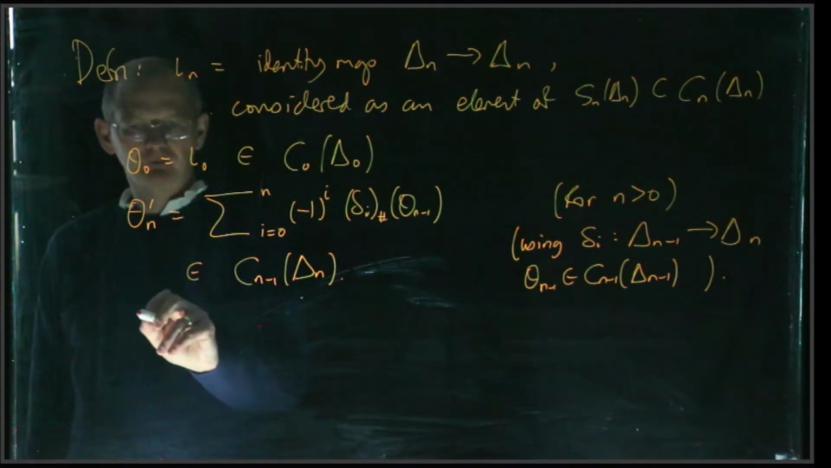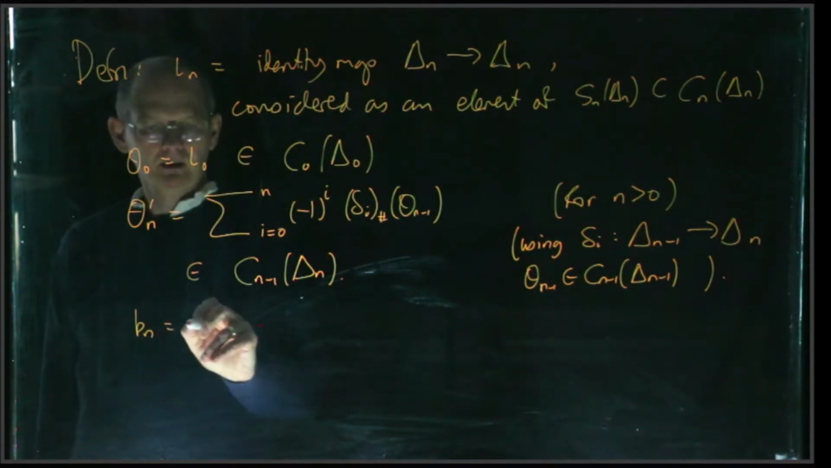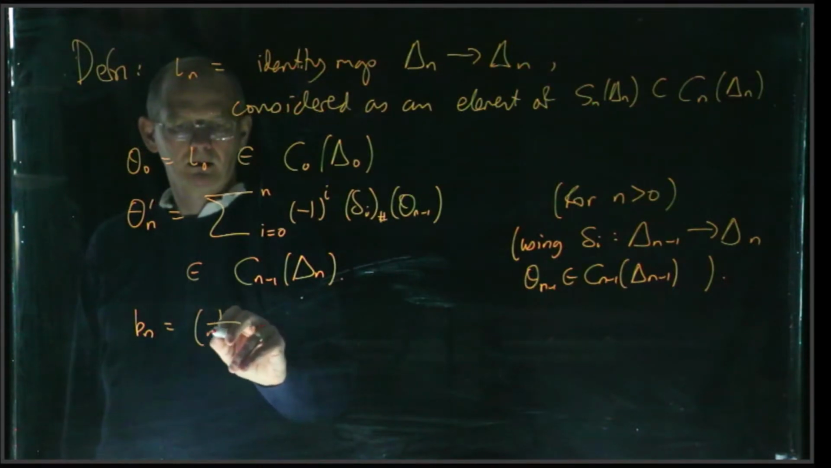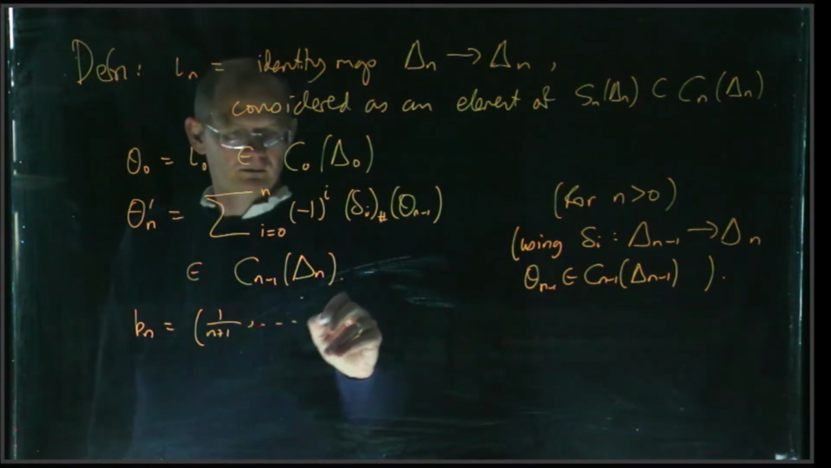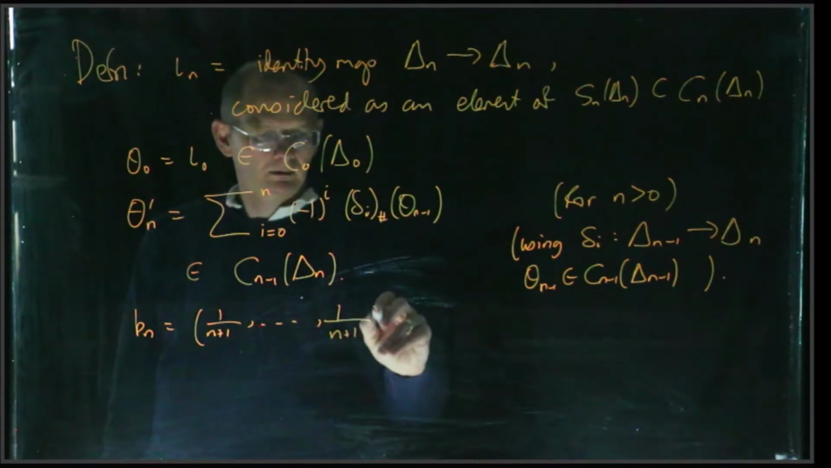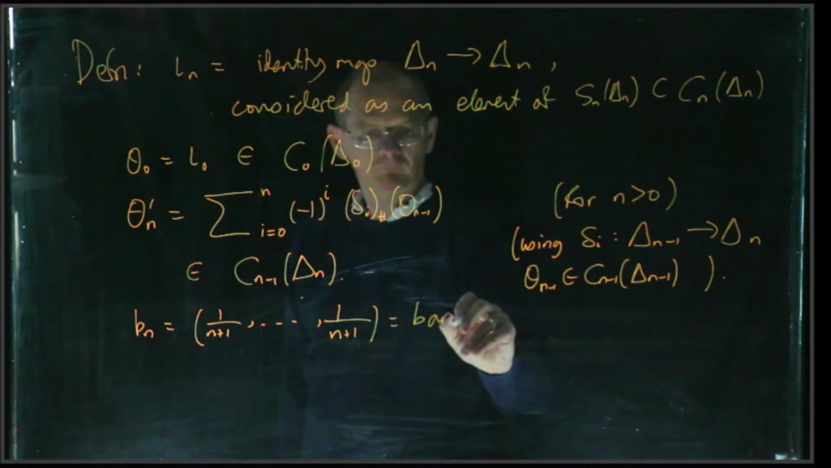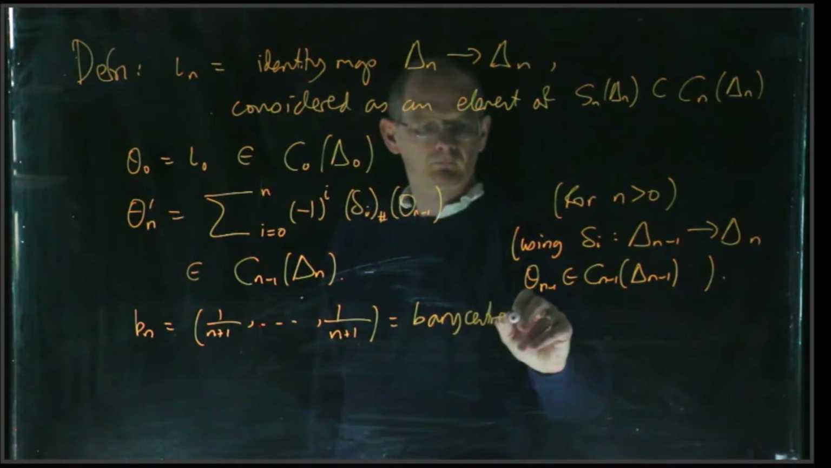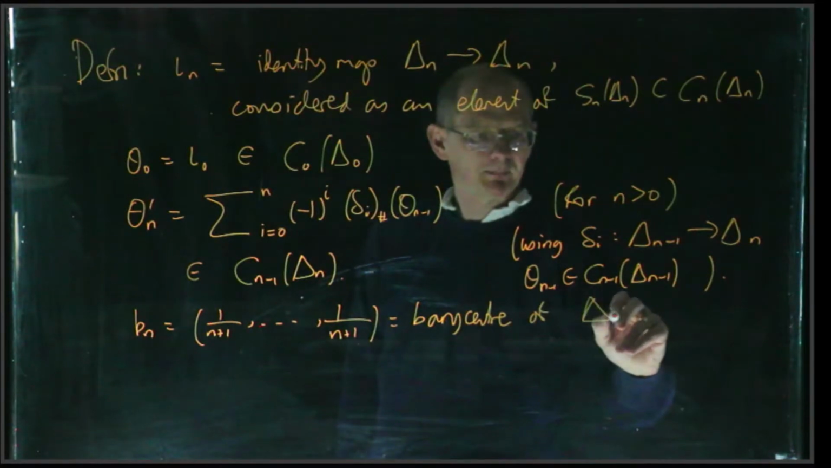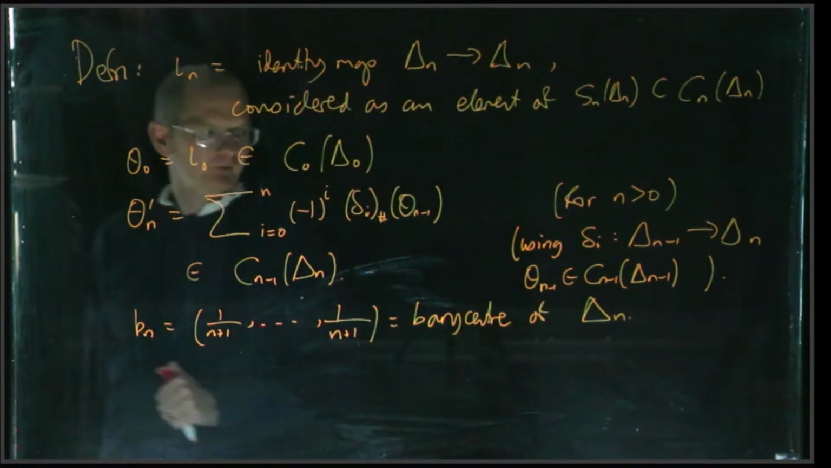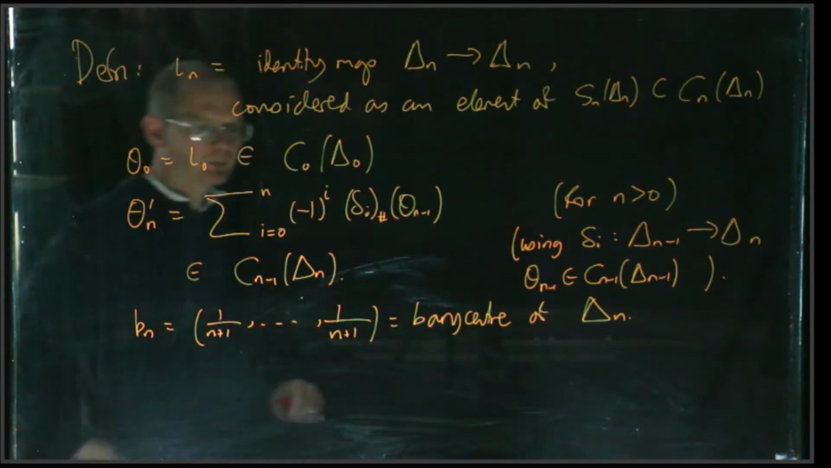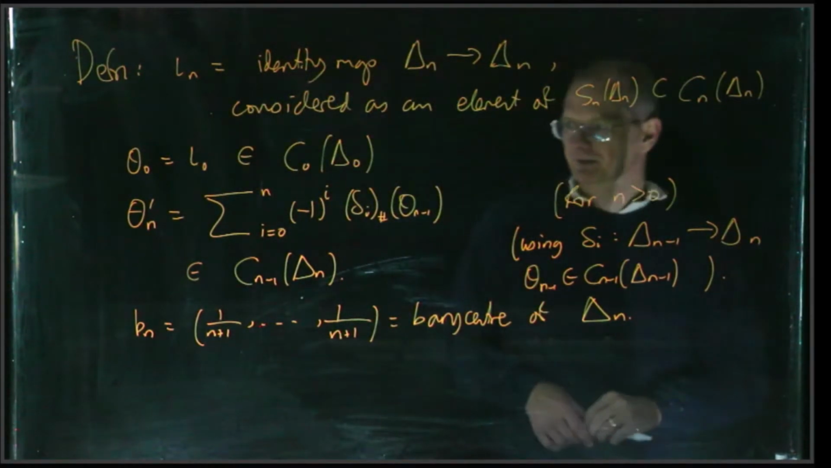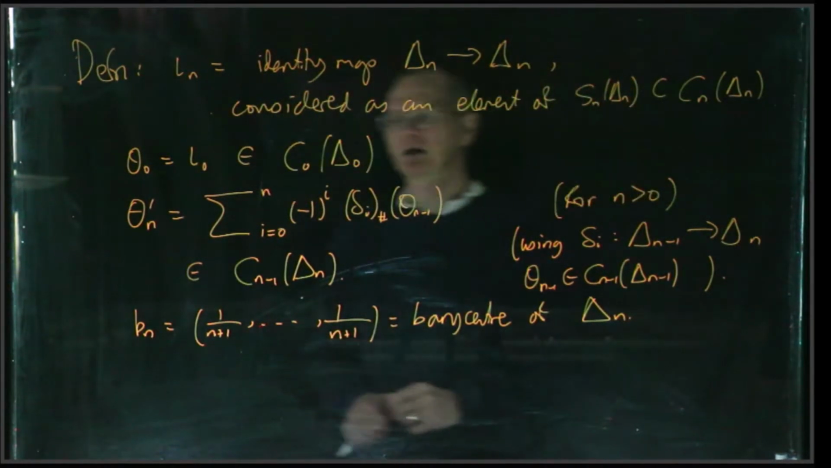Then I'm going to put B_n. B_n is going to be the barycenter of Δ^n. That's the point with coordinates 1/(n+1), 1/(n+1), and so on in each slot. So that's just the midpoint of Δ^n in the obvious sense.